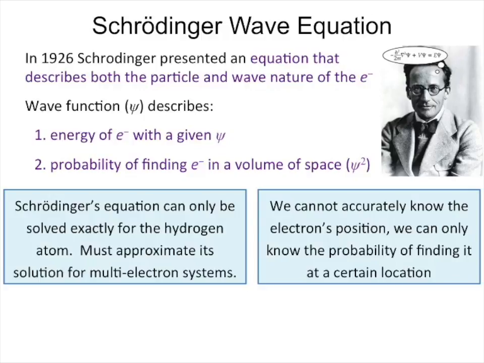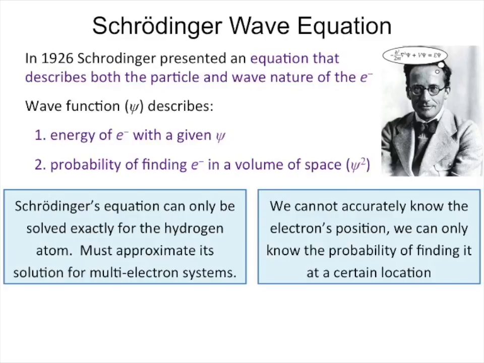So this wave function gives you the energy of some electron, and it also gives you the probability of finding this electron in a volume of space. That's the square of the wave function. So again, we can't know the position of an electron precisely, but we can figure out the probability of finding it in a certain position when you square the wave function. Up in the little picture bubble here is the famous equation with a nice little picture of Schrödinger himself.